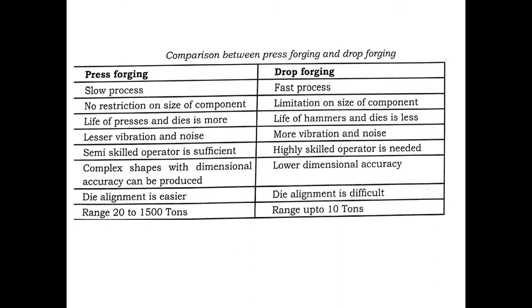A semi-skilled operator is sufficient for press forging, whereas drop forging requires a highly skilled operator. You can make complex shapes with dimensional accuracy, but the dimensional accuracy in drop forging is limited. Die alignment is easier in press forging, whereas in drop forging die alignment is difficult. So these are some of the differences between press forging and drop forging.